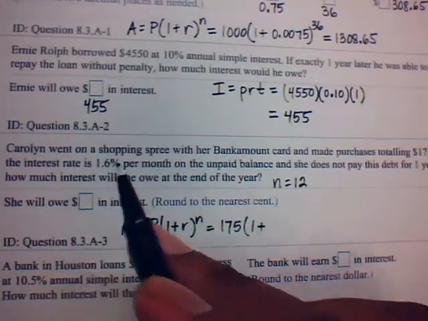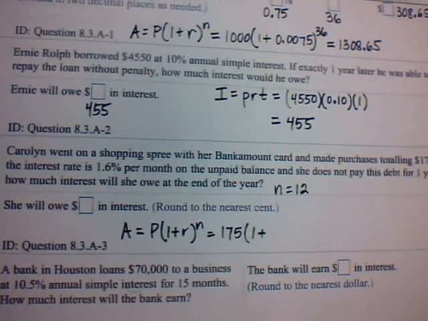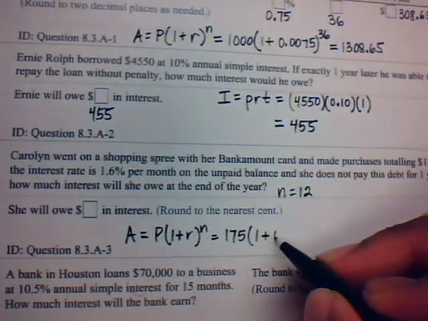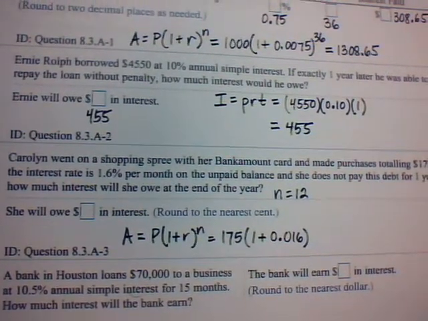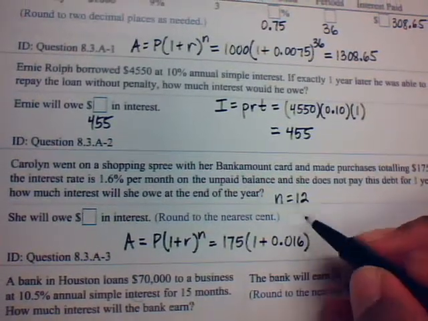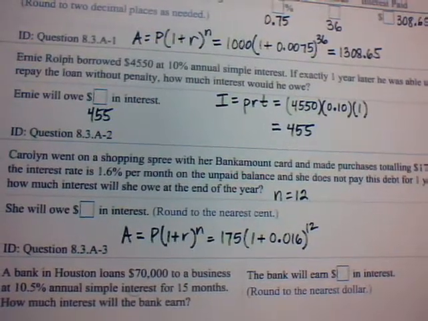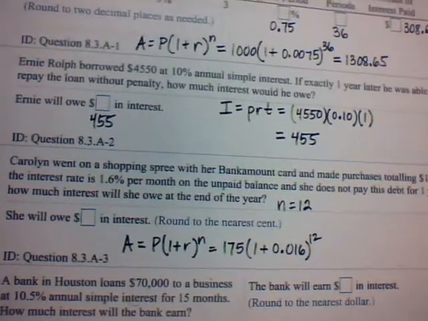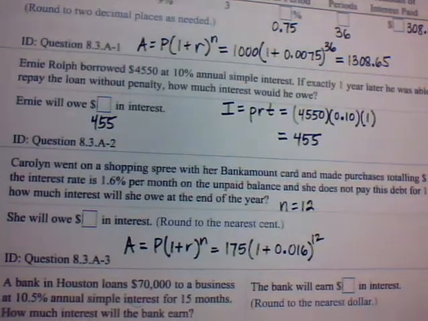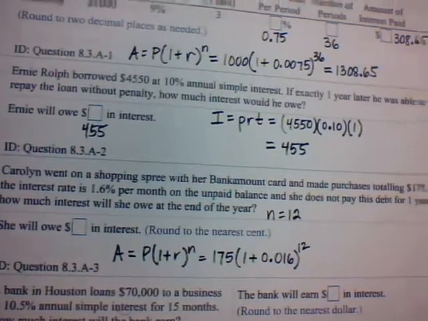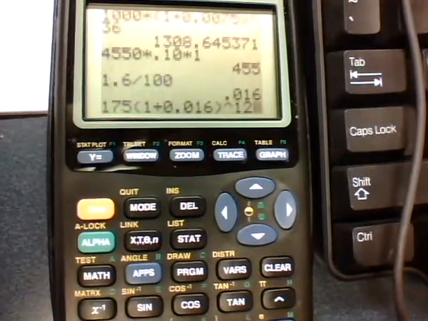Now 1.6% as a decimal, we change the percent to a decimal by moving the decimal point 2 places to the left and dropping the percent sign. It'll be 0.016. And that's going to be raised to the n, which is 12. So in this case, if we do 175 times 1 plus 0.016 raised to the 12th, I'll show you on the calculator how I did that.